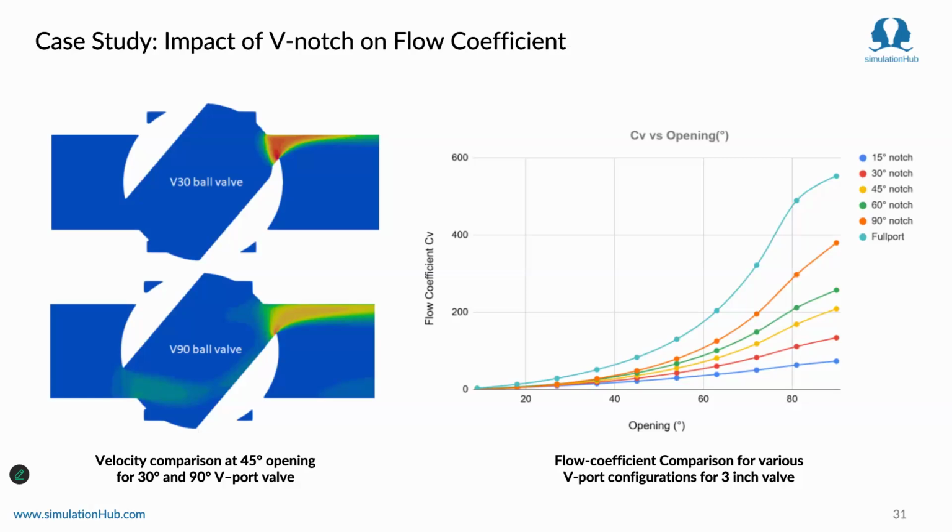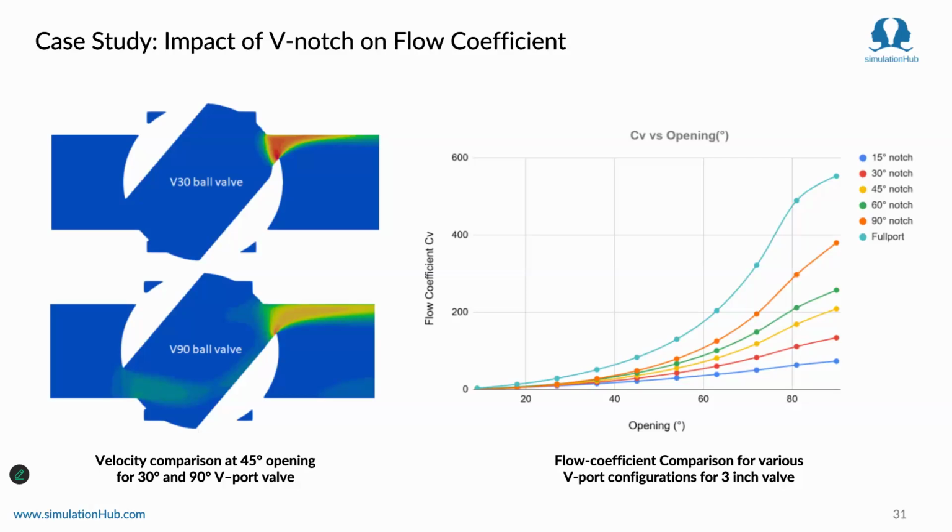A quick note here, the size of the valve for all of these different V notch designs is 3 inch. So it's a 3 inch ball valve, and we have analyzed the CV performance for each of these notches. So the lower the notch, we are getting a kind of linear flow characteristic. And as we move from 15 degree to 90 degree, we get higher CV, and also the flow characteristic changes.